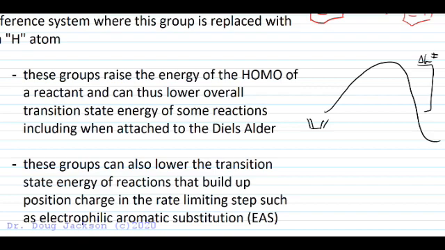When we put a donating group, it raises the energy of the diene, and sometimes we can even see it lower the energy of the transition state, maybe not, maybe it just raises this energy up and keeps the transition state roughly the same. The net result is you have a smaller value measured from the compound with the donating group versus the transition state, and so you overall accelerate the reaction. So that was the effect on the Diels-Alder.